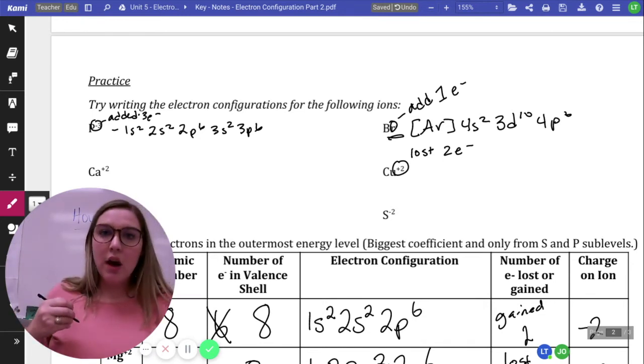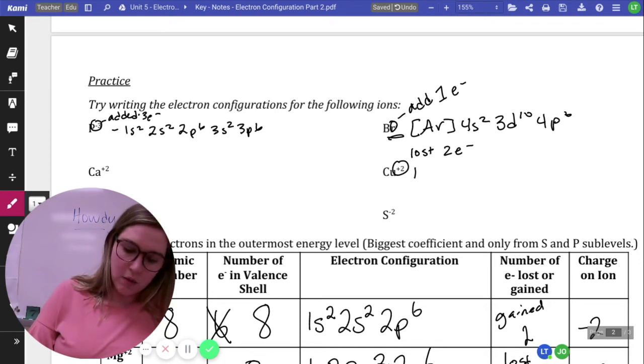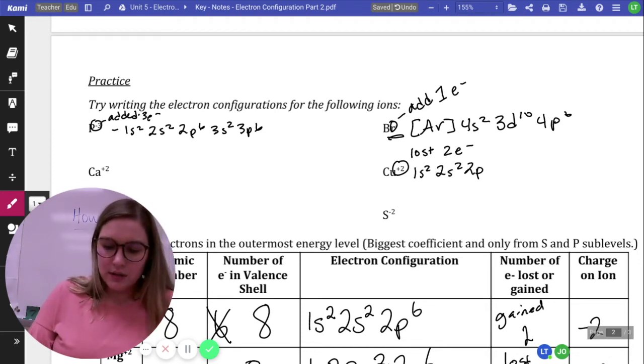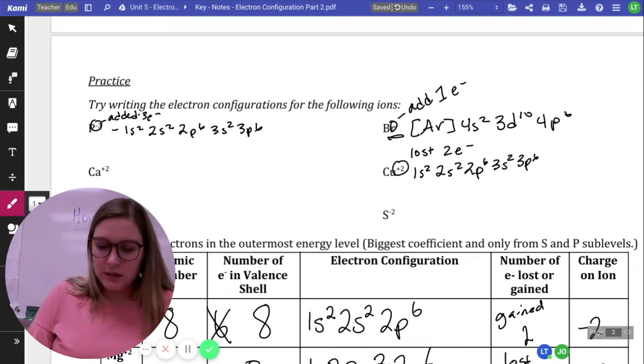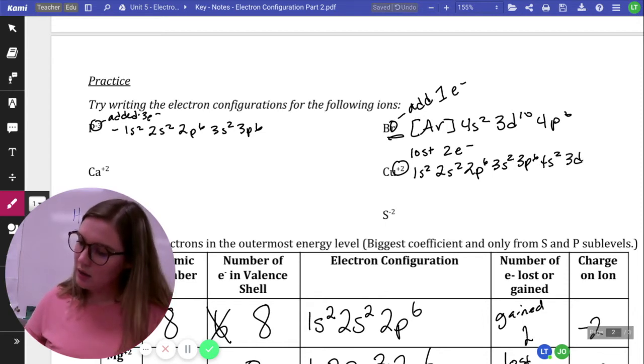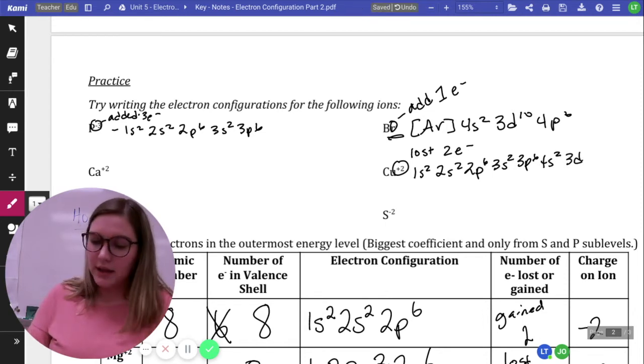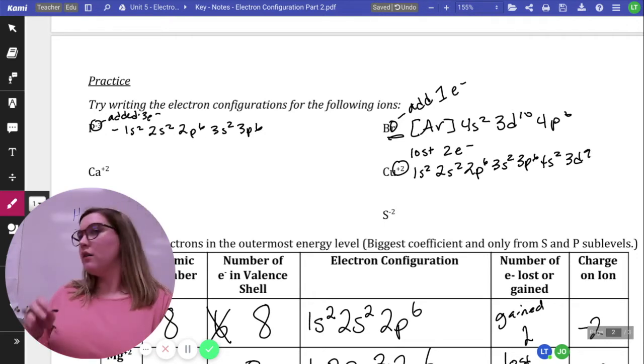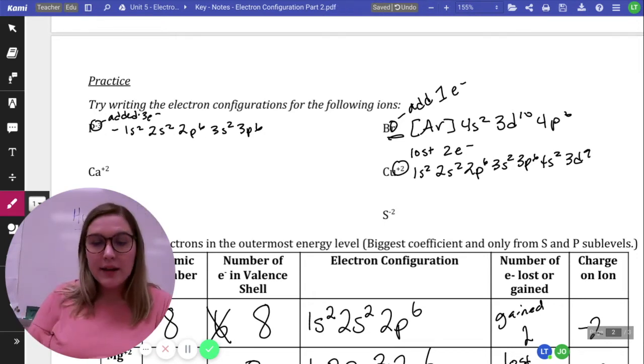Normally copper's electron configuration would be 1s2, 2s2, 2p6, 3s2, 3p6, 4s2, 3d, what is it, 9? Yes, 3d9. Now, copper has a positive 2 charge, so it's lost 2 electrons.